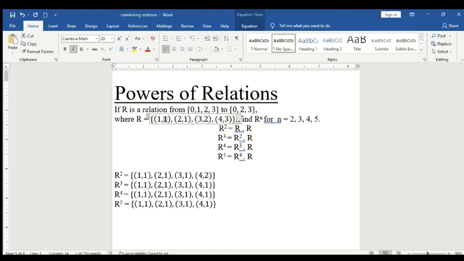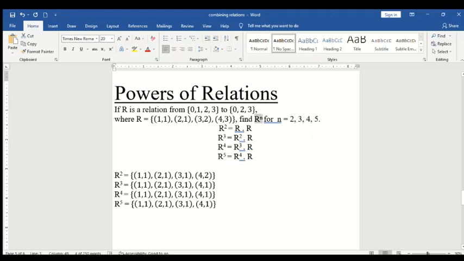Next, we have the power of relation. If R is a relation from {0, 1, 2, 3} to {0, 2, 3}, where the elements of R are (1,1), (2,1), (3,2), and (4,3), we are finding R^n for n with the values 2, 3, 4, and 5.